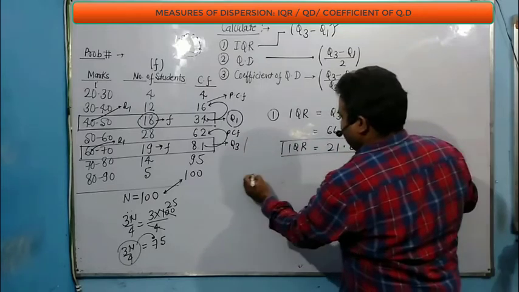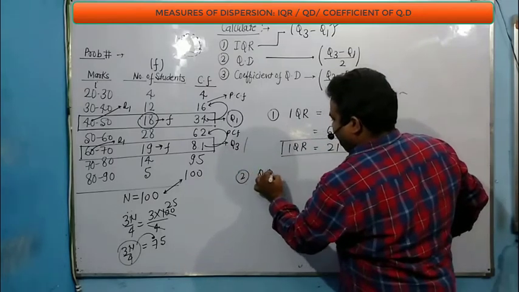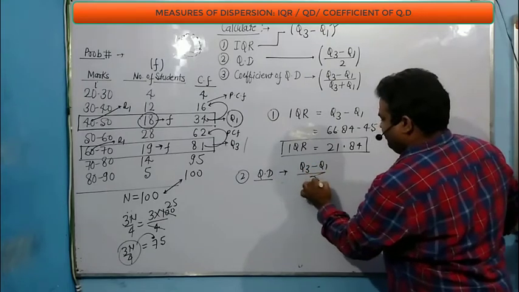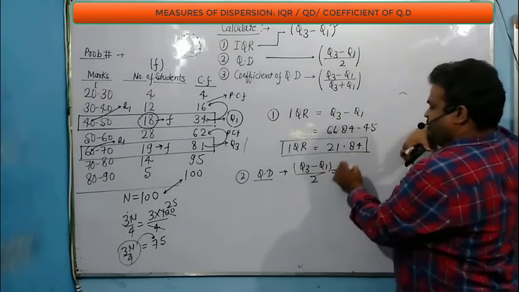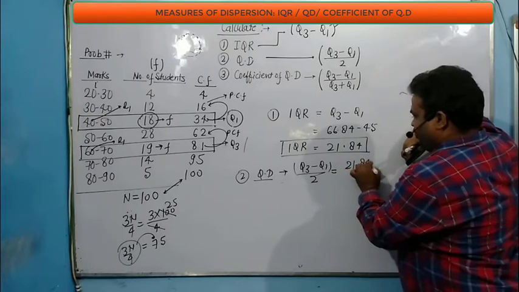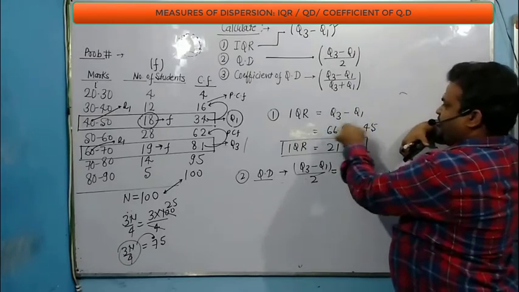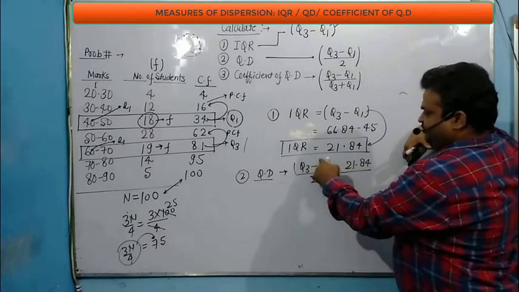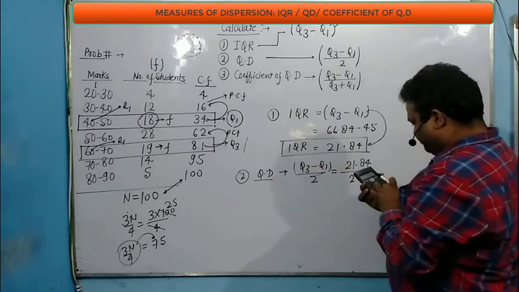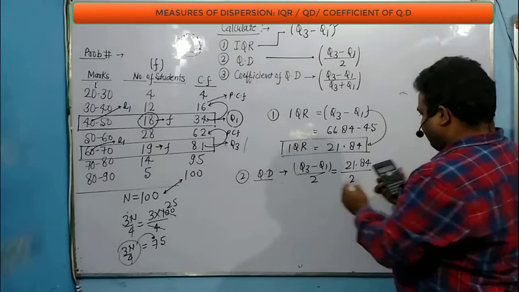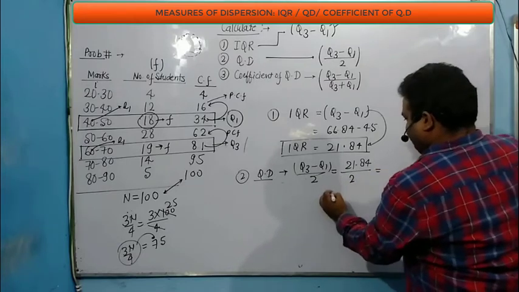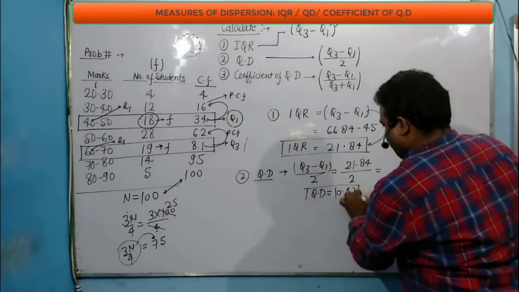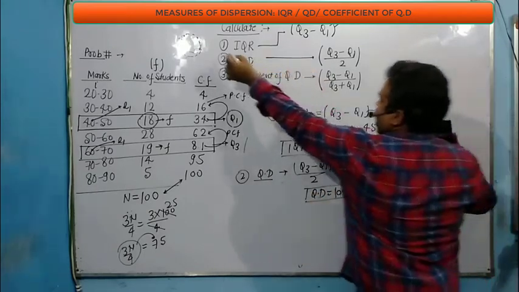Now second parameter is quartile deviation. My quartile deviation is what? Q3 minus Q1 divided by 2. Q3 minus Q1 I already calculated. This is 21.84. Q3 minus Q1, this value already calculated. So I put it over here, divided by 2. So when this value is divided by 2, you will get 10.92. So this is your quartile deviation.